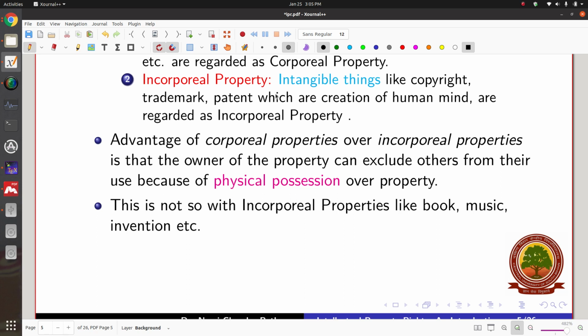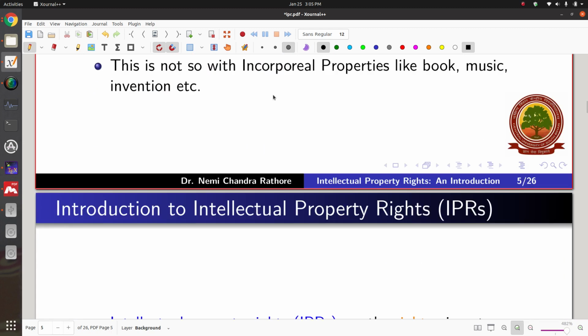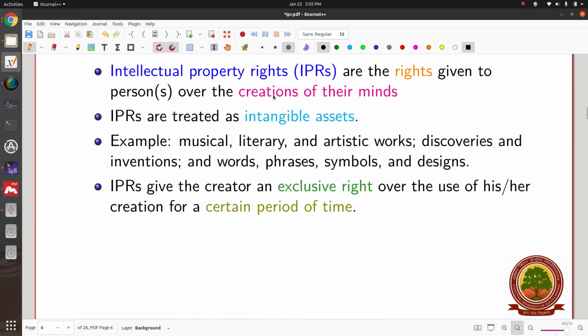Okay, so the laws, they give the rights actually to the creator of those properties. They actually offer certain rights to the creator of the property, and those laws are called intellectual property rights. Okay, now IPR is treated as intangible assets. We have already discussed this issue, because you cannot touch and see them. So these are treated as intangible assets.